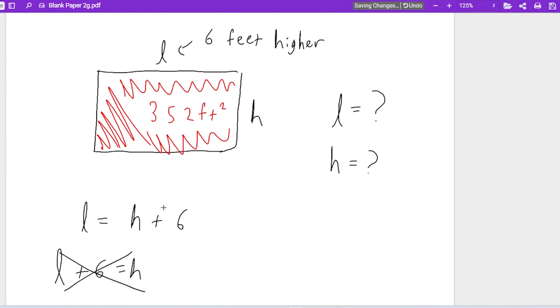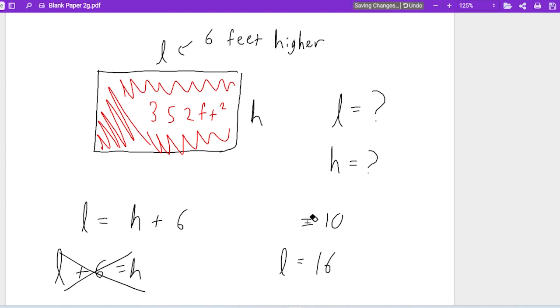Let's just make up numbers, for instance, and we'll prove that this is right. Let's say, hypothetically, the height is 10, and I want to therefore solve the length. Well, if the height's 10, 10 plus 6 is 16, so L is 16. Using this equation, this confirms the length is 6 feet longer, which is what we want. And if I have it the other way around, it's going to be shorter, so that's not good.